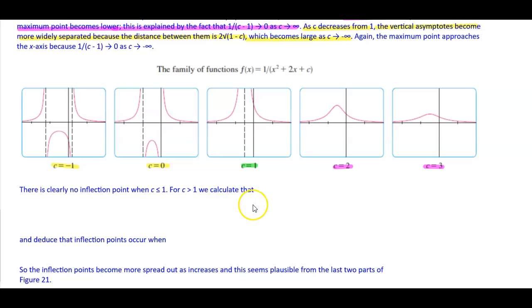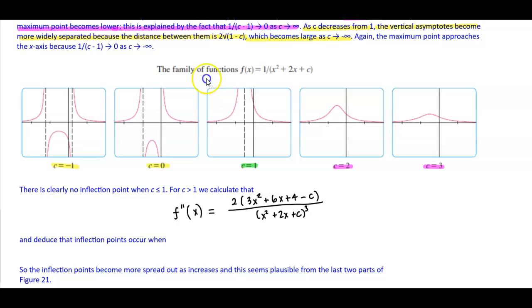Okay, but for when c is greater than 1, we can calculate the second derivative. And so that second derivative is going to be the following. The second derivative of x is going to equal 2 times 3x squared plus 6x plus 4 minus c, divided by x squared plus 2x plus c to the third power.